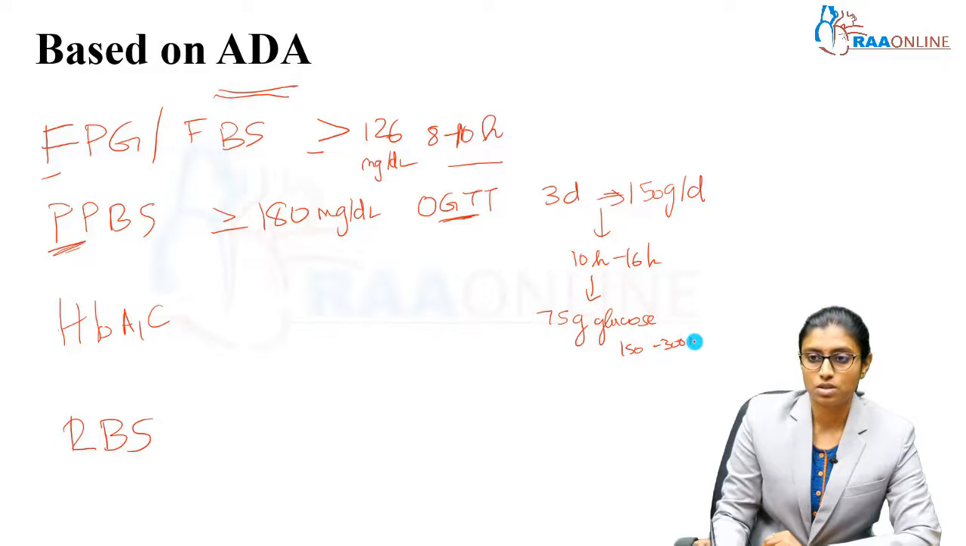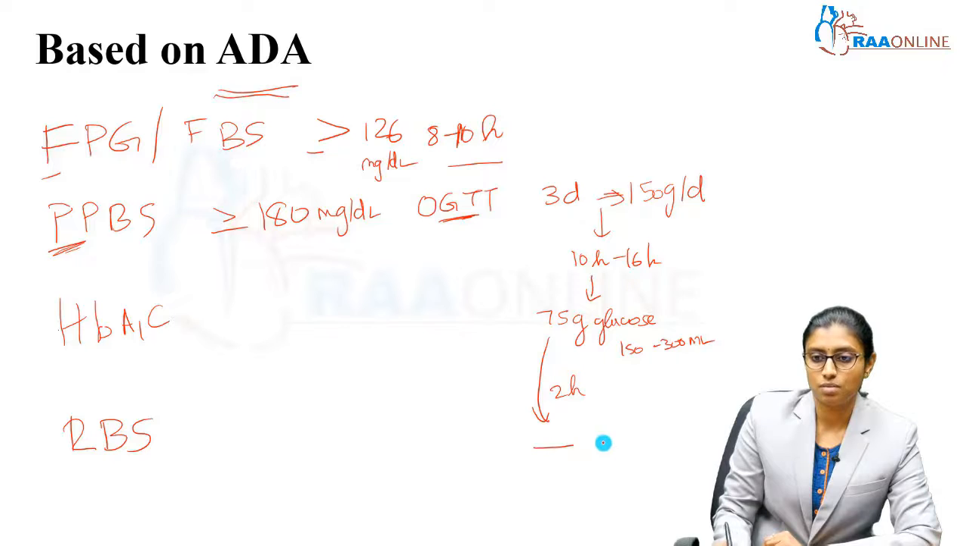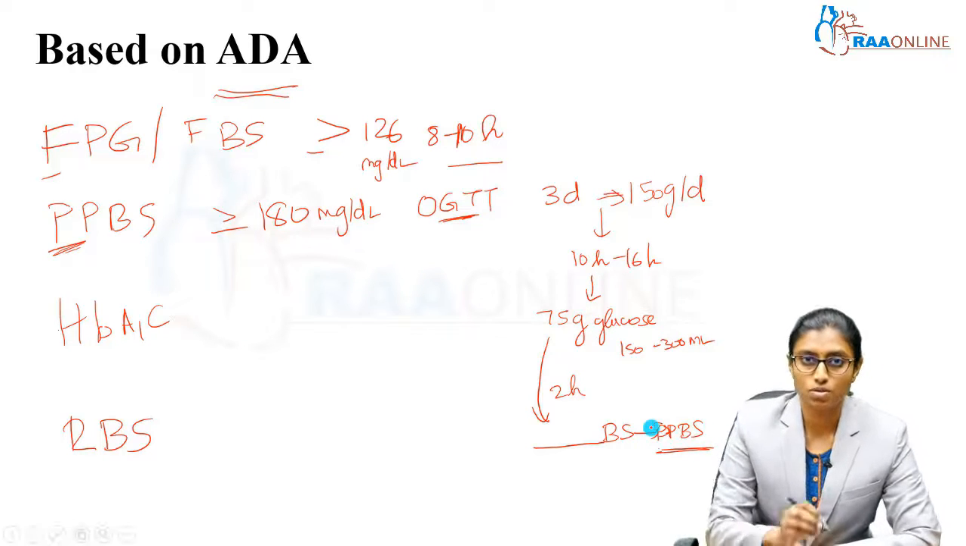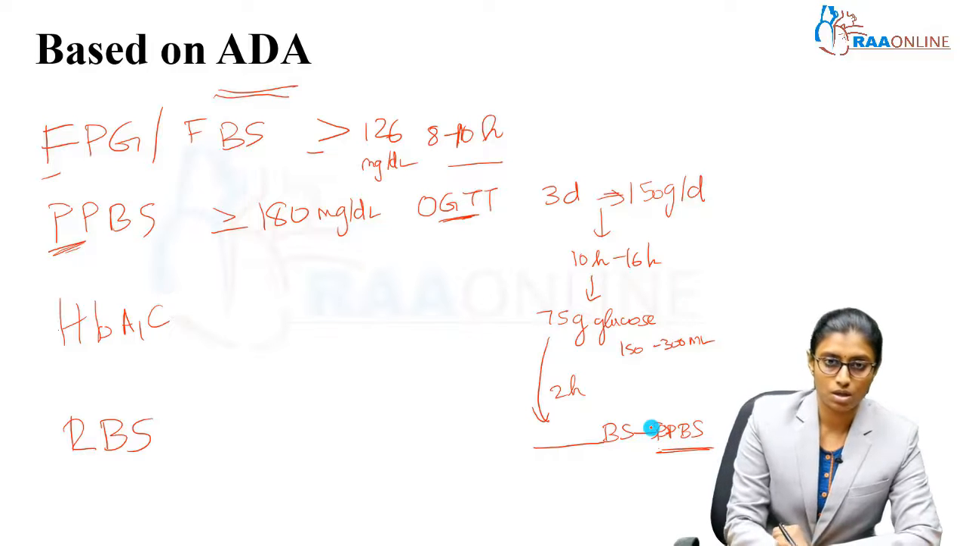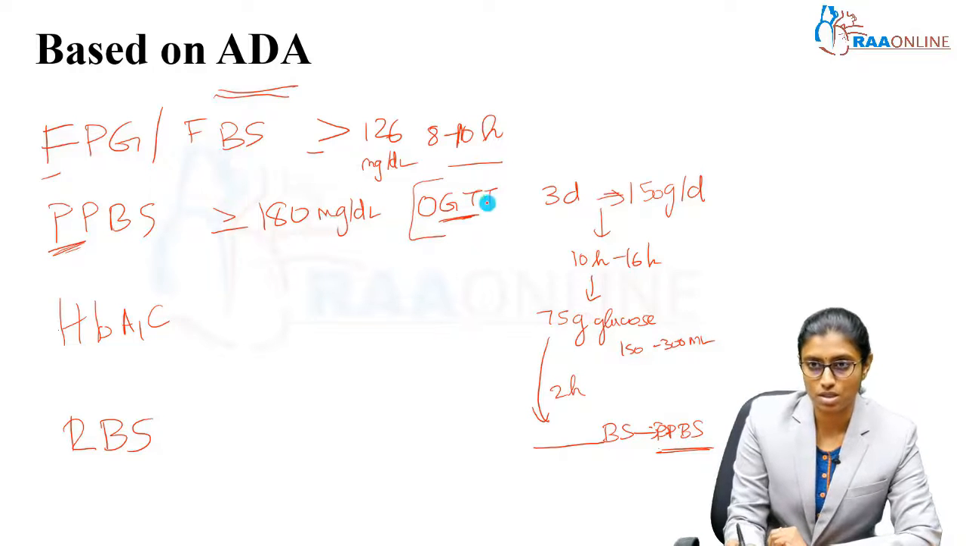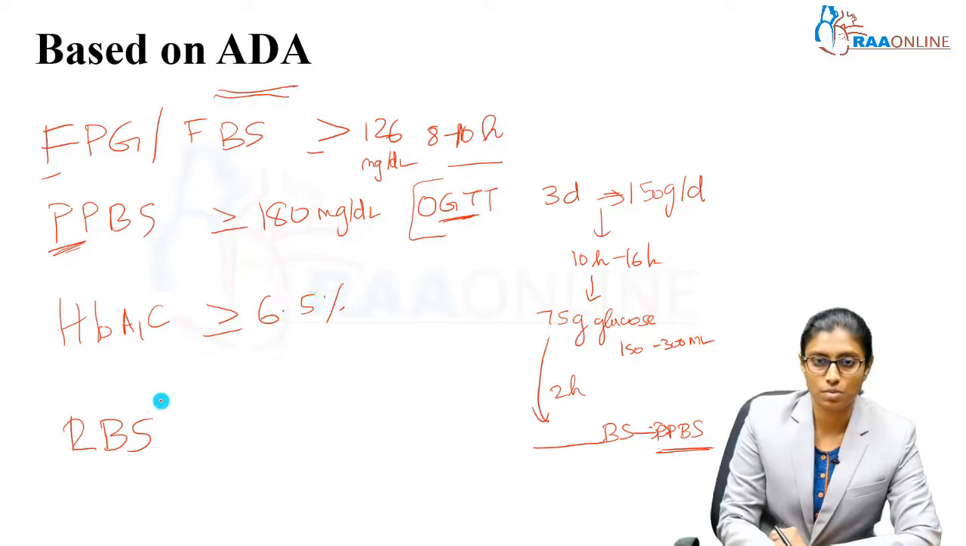When we give them this solution, we should wait for 2 hours and then check the blood sugar value. This blood sugar value is what we call the postprandial blood sugar value. This postprandial blood sugar value should be used in diagnosing and deciding treatment necessity for a diabetes mellitus patient. So a postprandial blood sugar of more than or equal to 180 mg per deciliter done after an oral glucose tolerance test in this method, or an HbA1c which is more than or equal to 6.5%, is diagnostic of diabetes mellitus.